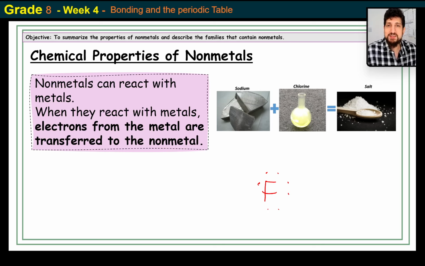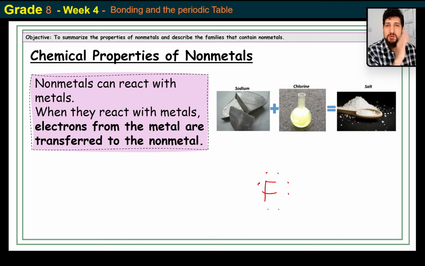Now, what do you think? Is it easier for fluorine to lose the 7, or is it easier to gain the 1? Of course, it's easier to gain the 1. And so, you just answered the question. Is it easier for nonmetals to gain electrons or lose electrons? Nonmetals, it's easier to gain electrons. Okay? Metals, easier to lose electrons.